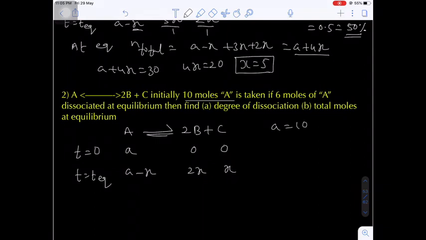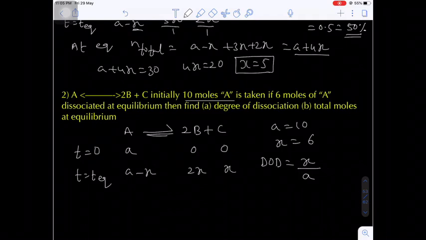So a value is 10, out of which how many moles decompose? 6 moles decompose. So here I am taking x is equal to 6 moles. Now what is the DOD? Number of moles dissociated by total number of moles taken initially. So number of moles dissociated 6 by total number of moles 10 moles. So this is 0.6. In terms of percentage it is 60%. This is the first question, degree of dissociation.